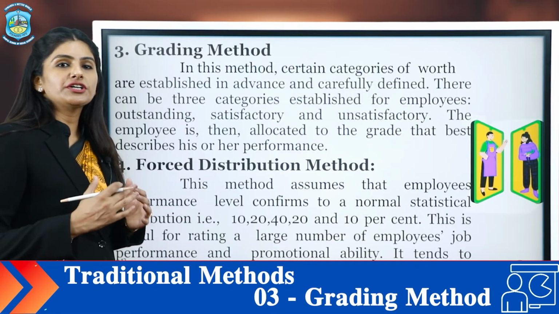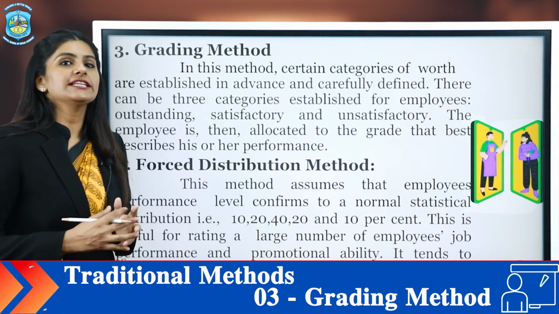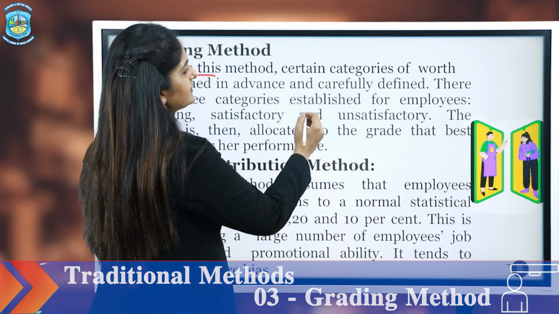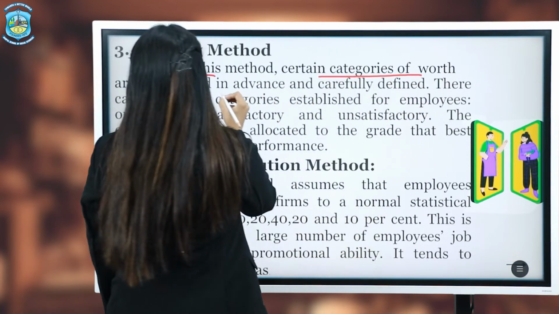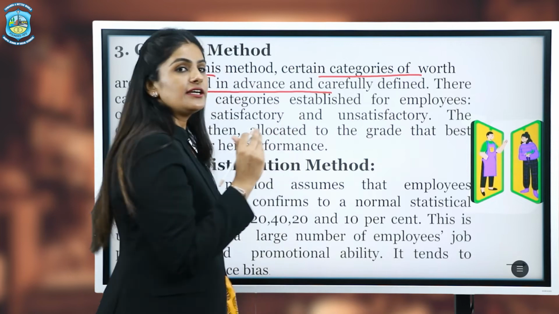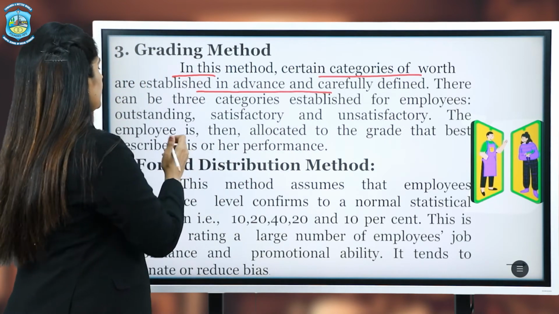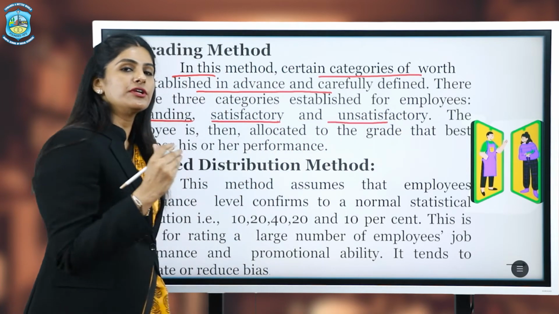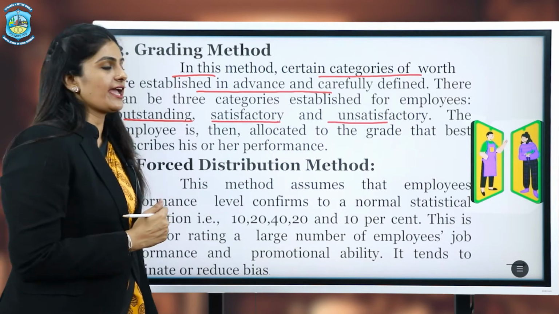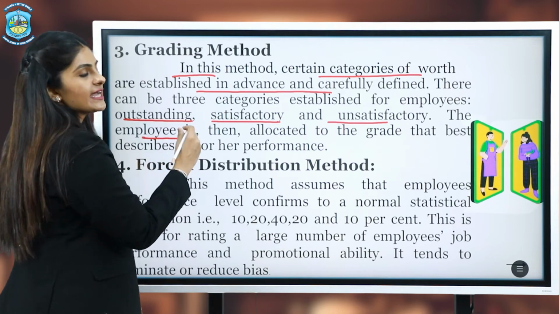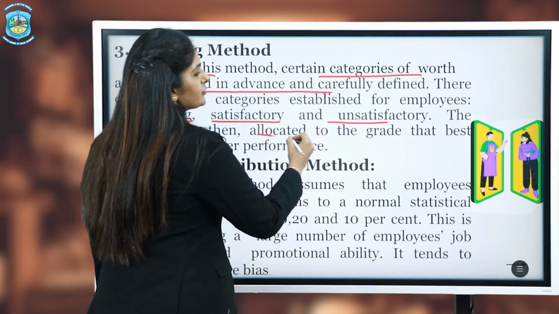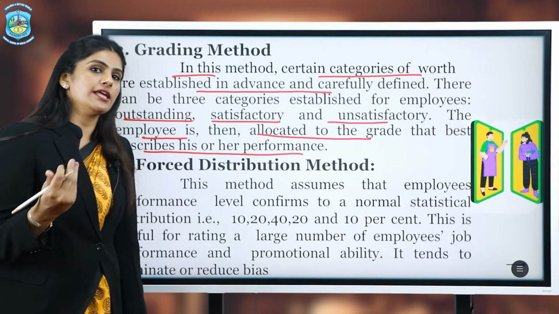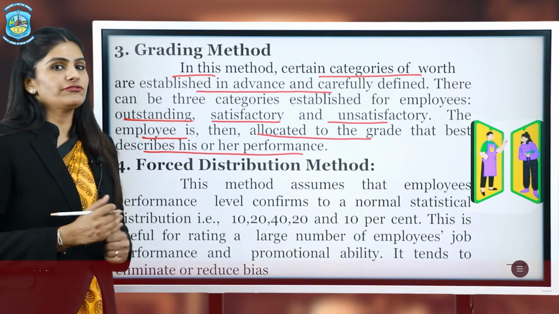Let's move on to the third method of performance appraisal, that is the grading method. In this method, certain categories of worth are established in advance and are clearly defined. They can be like outstanding, satisfactory and unsatisfactory performance. Then the employees are allocated to those grades as per the performance they have shown in the organization for a period of time.